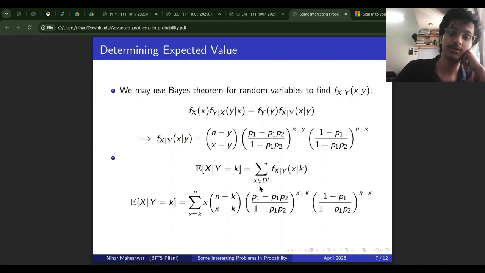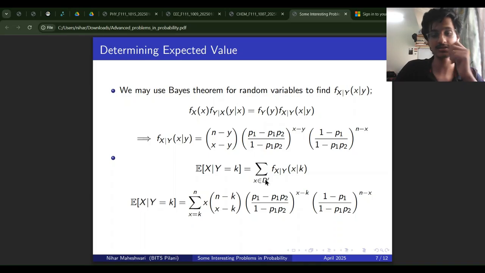Okay, so note over here that I've used x belongs to D prime. The reason I am using D prime instead of D is because your new conditional world will have a different domain for x. Like x can no longer be lesser than k, because if you've bought k warranties, you obviously have bought more products than the number of warranties. That's why your summation over here starts from x equals k to n, and then you have this dirty sort of summation term here.